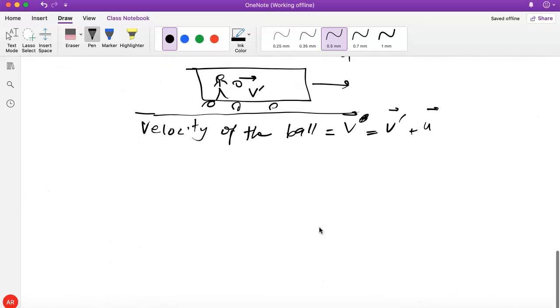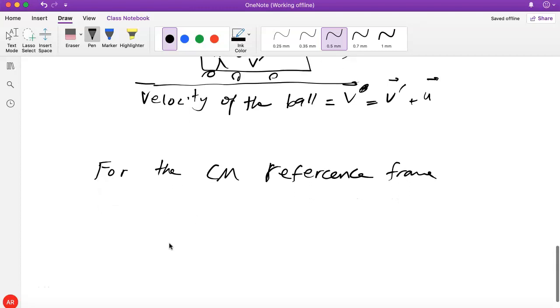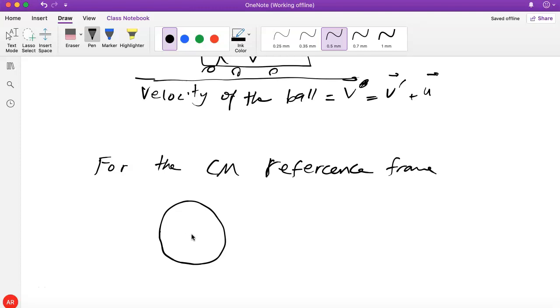Now when we come to this point of view of rolling without slipping, for the center of mass reference frame, someone who's traveling with the center of this wheel, we see rotation around the center. So this is the axis of rotation. Here you have r omega. Anywhere you have some velocity r omega tangent to the circle.